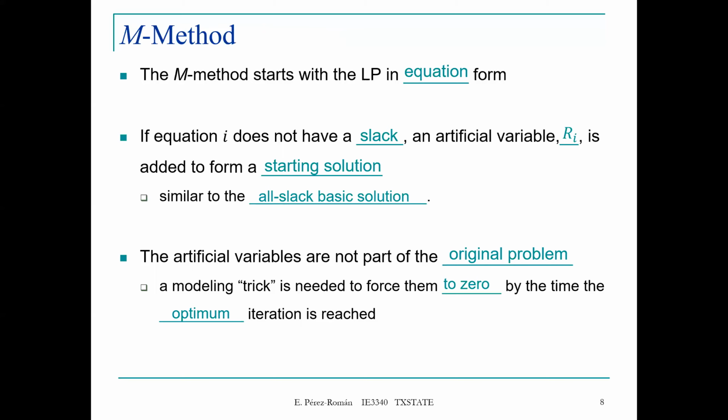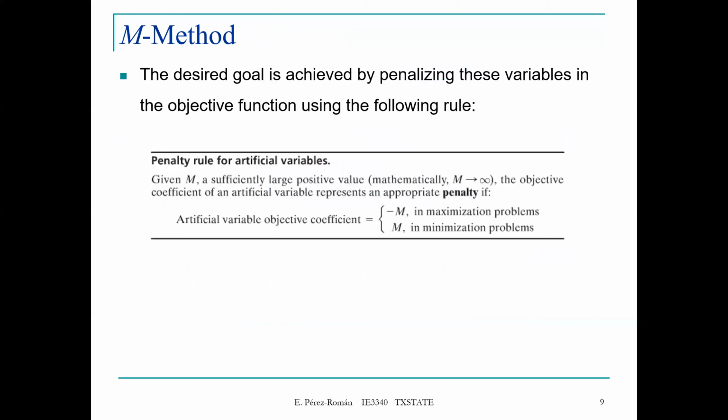So we are going to use these artificial variables. They're not part of the problem. This is just a modeling trick for us to get an initial solution for our problem. Those artificial variables are going to be discarded at the end by using a modeling trick, which I'm going to show you in this lecture. The desired goal is achieved by penalizing this variable in the objective function using the following rule.